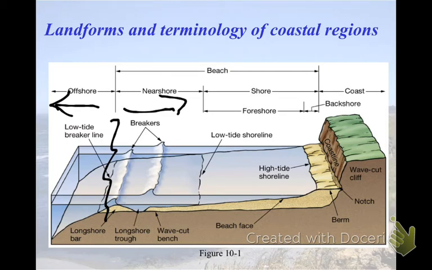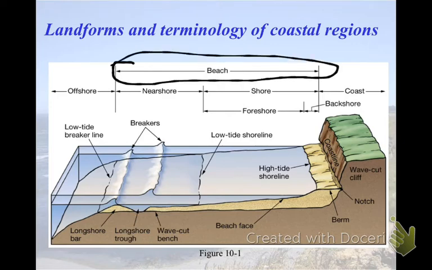Now, together, the nearshore and the shore, which means it also includes the foreshore and the backshore, is the technical scientific definition of the beach. This is ocean. This is land. And the beach is basically from the base of the dunes out to the sandbar. And I bet you probably didn't know that. We call the whole thing the beach.